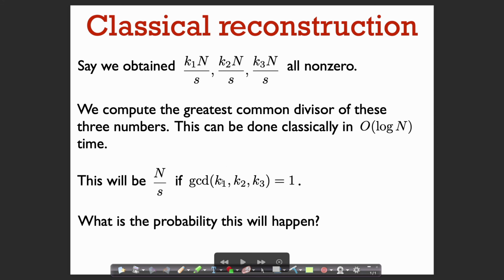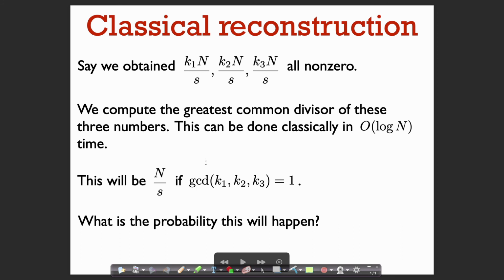And if K1, K2, and K3 have no common divisors, so if their greatest common divisor is 1, they have no non-trivial common divisor, then the greatest common divisor of these 3 numbers is just going to be N divided by S, okay? And we know what N is, so if we know N over S, then we can recover S. And we can compute the greatest common divisor of these 3 numbers. We can just do that classically in like log n time. Okay, so that's not a problem.